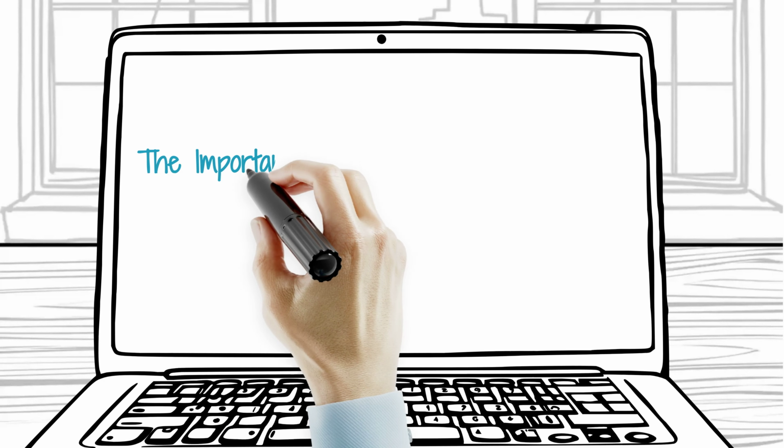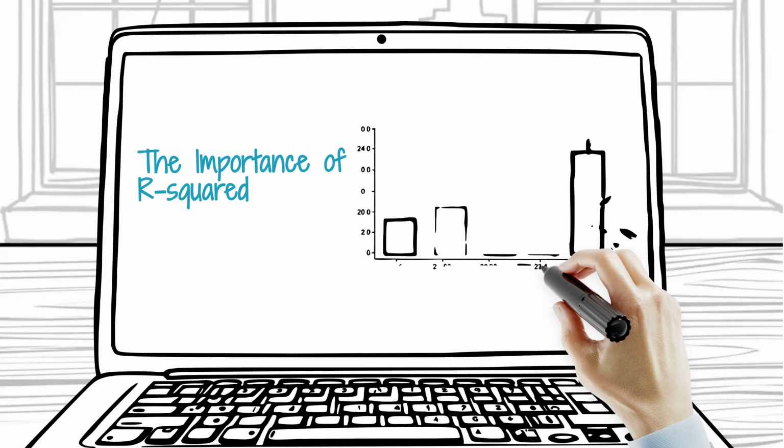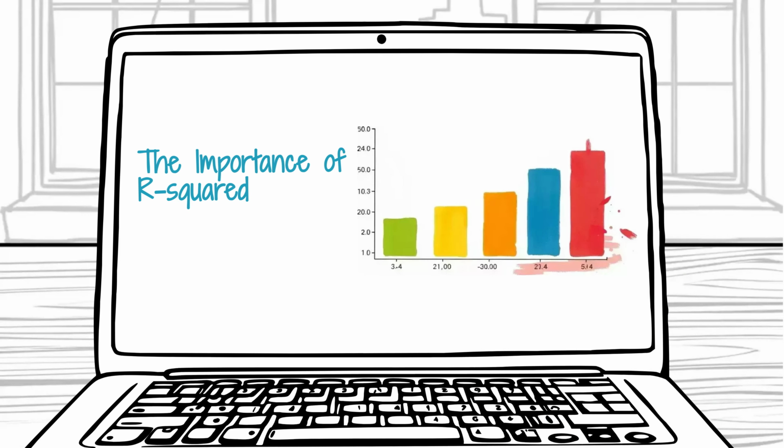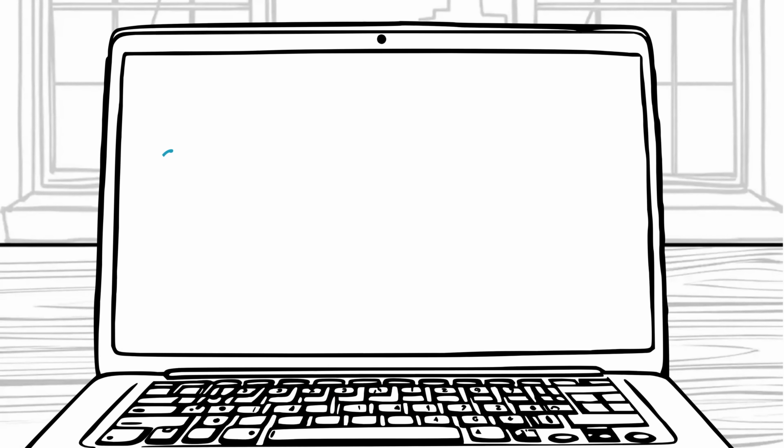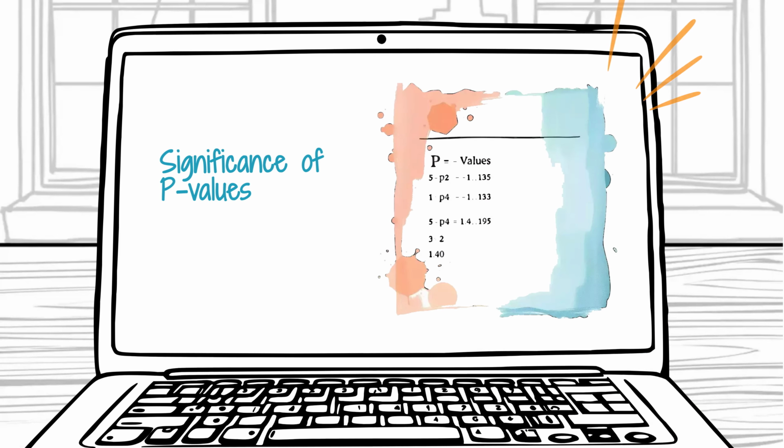Understanding r-squared is crucial. It tells us how well our model explains the variability of the data. An r-squared close to 1 means a great fit, while closer to 0 suggests the model doesn't explain much of the variation. Finally, p-values help determine the statistical significance of the model. A p-value less than 0.05 typically indicates that the relationship is statistically significant.